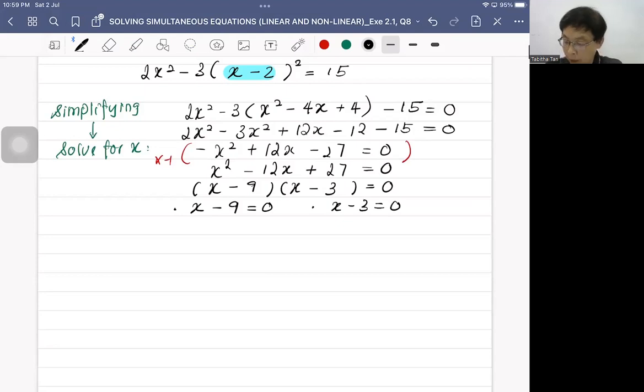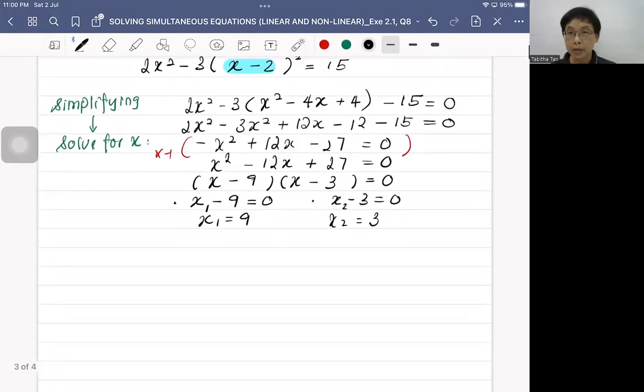respectively. And just for ease and clarity's sake, I'm going to subscript that as the first x. This is the second x. Let's go on and solve for x. So the first x is 9. The second x is that beautiful 3. Okay, you have got your x's.